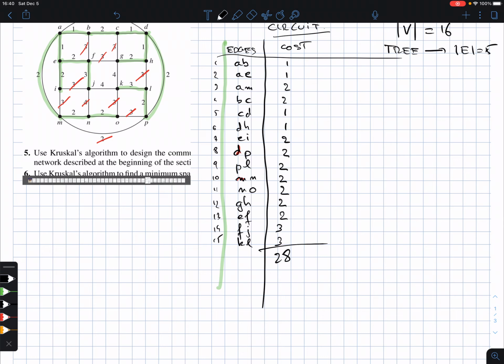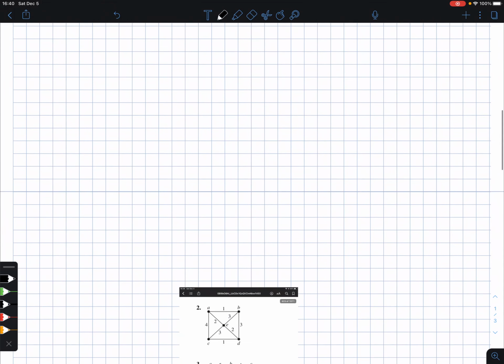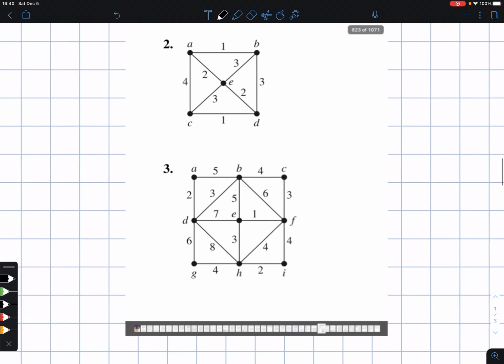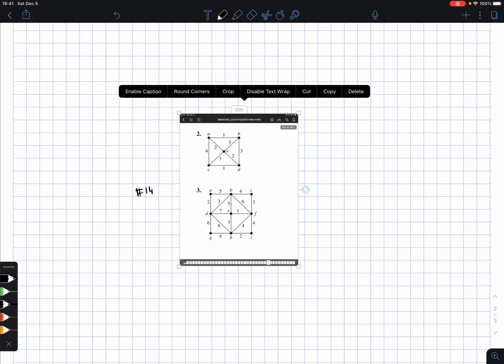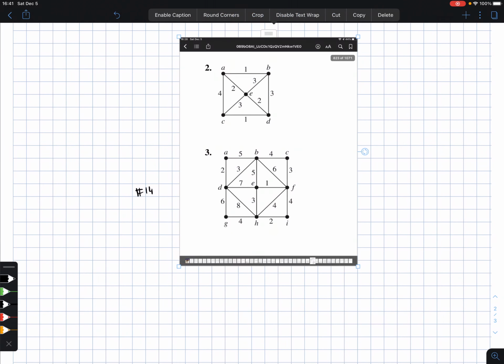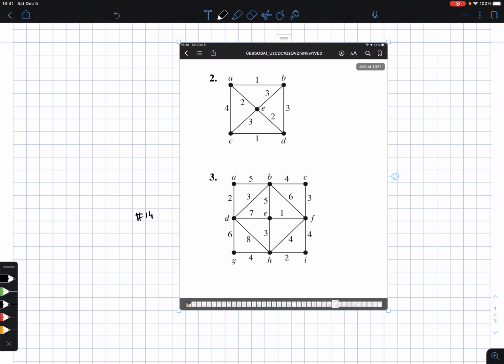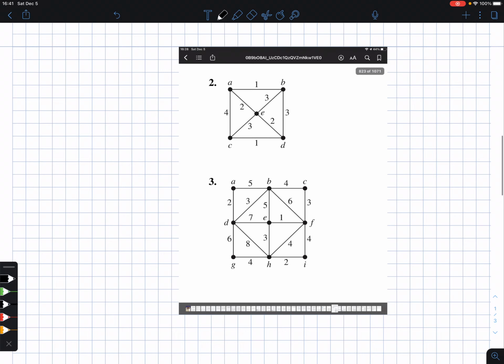And then the next question that I asked you was number 14. And that involves the number 3 here. Let me just enlarge this. Ignore the top one here, it's the bottom one. So in number 14, what we need to do is find the maximum spanning tree.